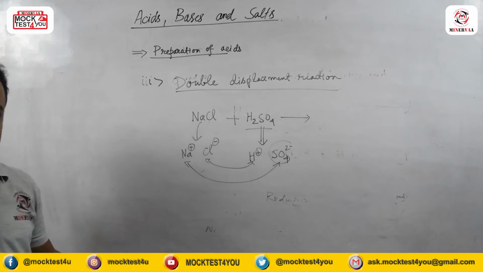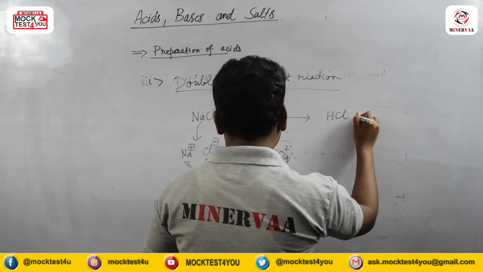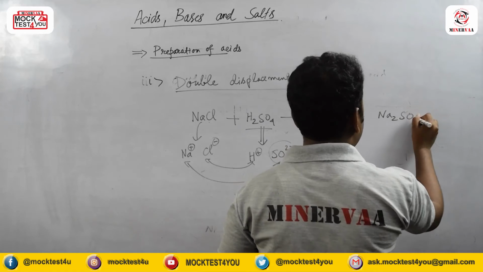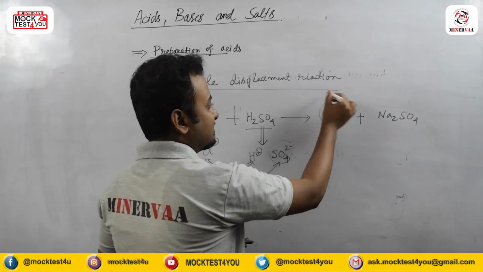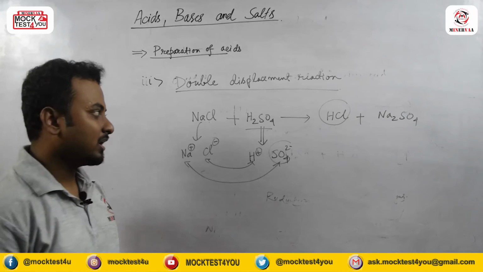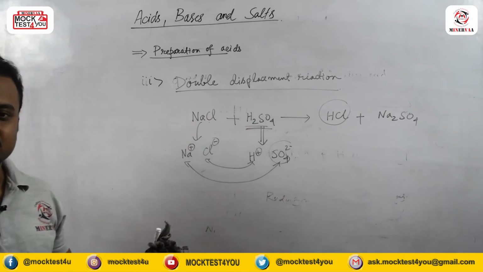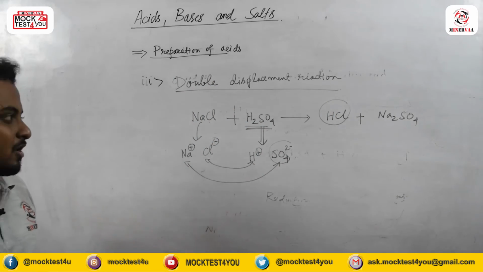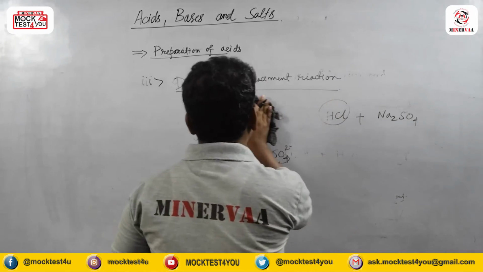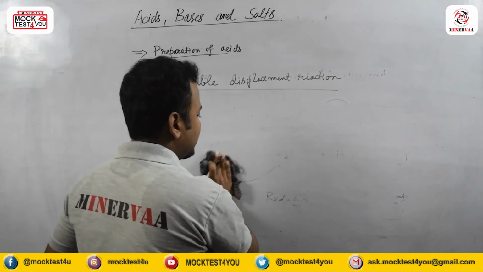So the two ions change their places. What do we get? HCl plus Na2SO4. So we got another acid, right? This can be used to prepare HCl. So one acid is used to prepare another acid in a double displacement reaction. Very easy, we already know all these kinds of reactions, we are only brushing up our memory with these discussions.